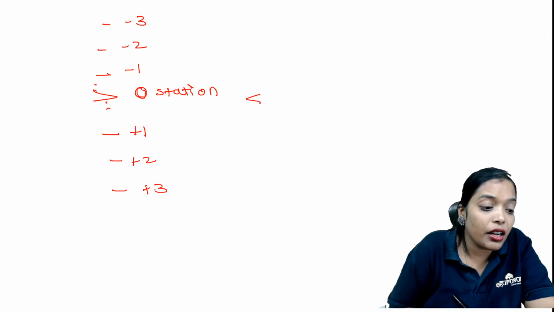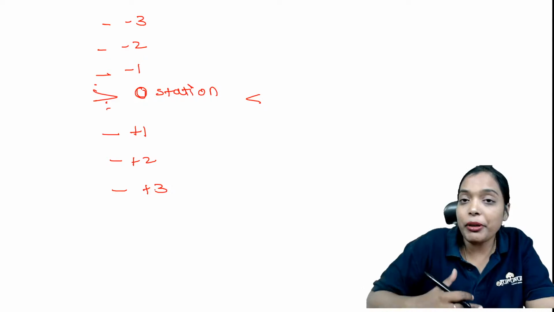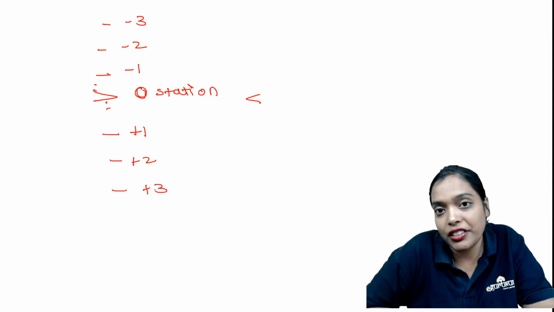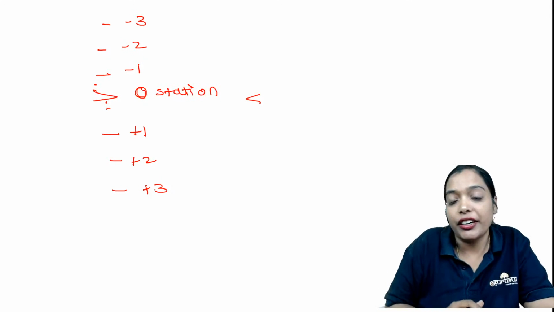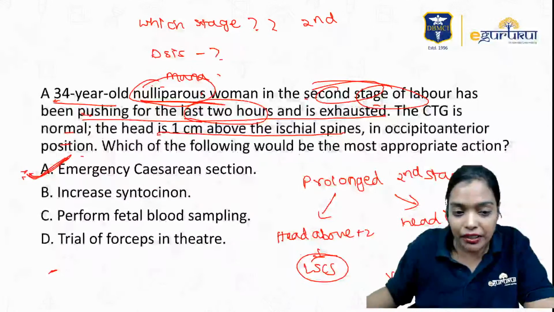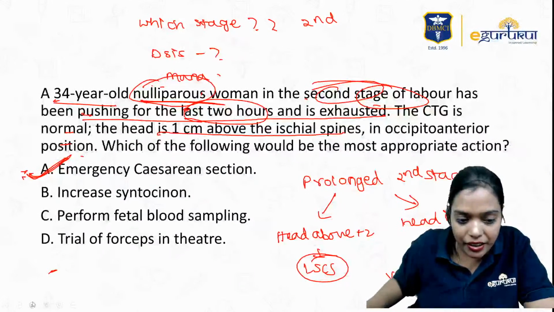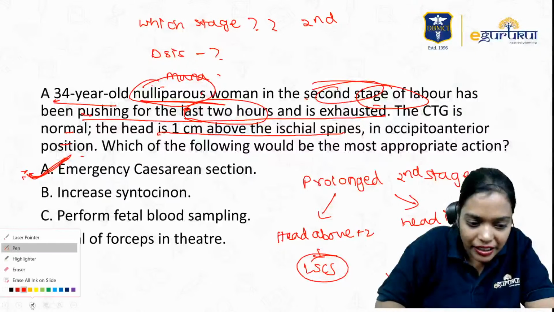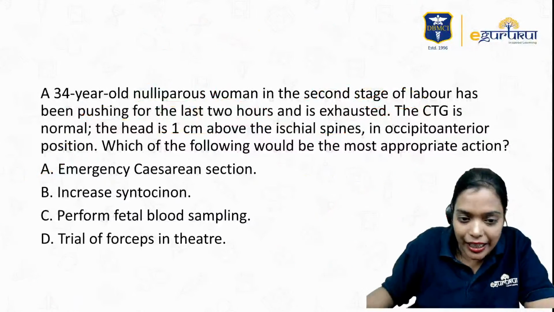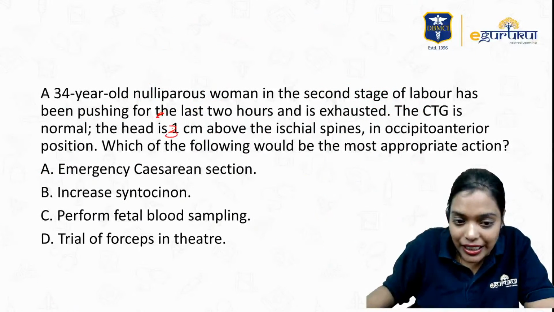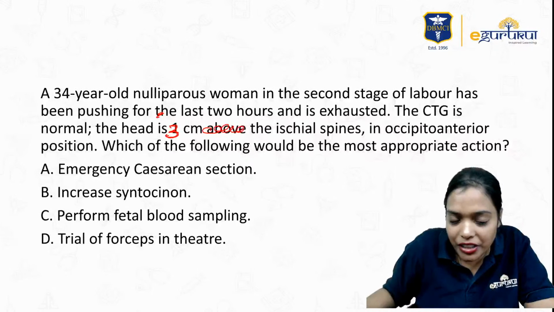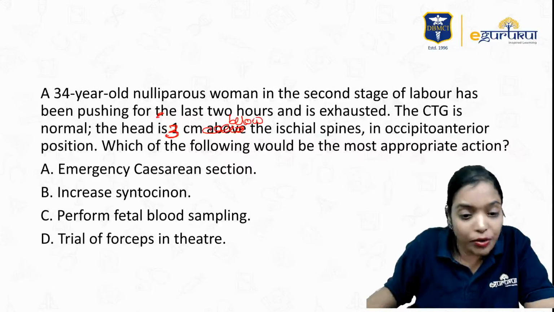Okay. No hassle. Patient being exhausted is not an indication of LSCS. If this same patient, station would have been +3. Now imagine this same patient, same question, let us change it a little. Head is 3 centimeters below the ischial spines. Then what will be your answer?